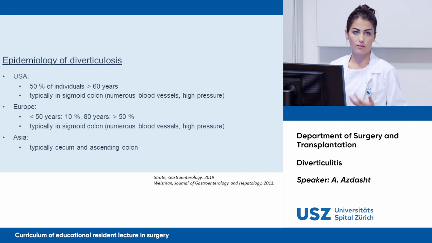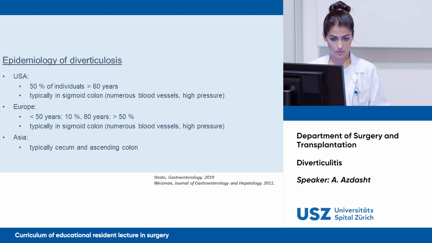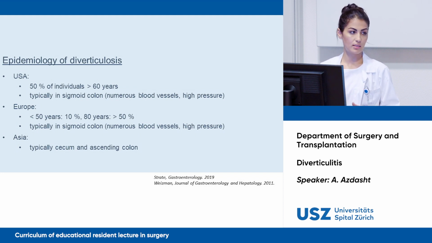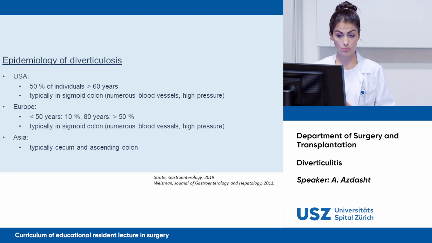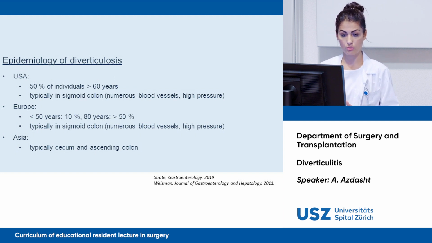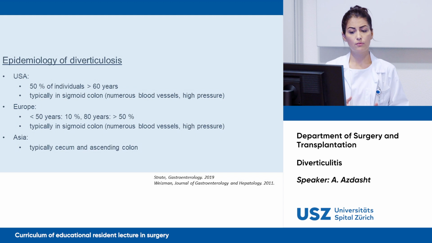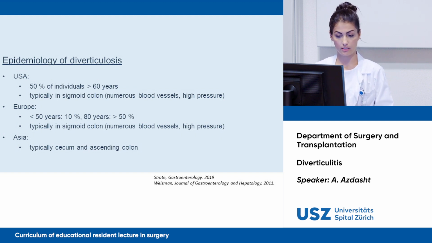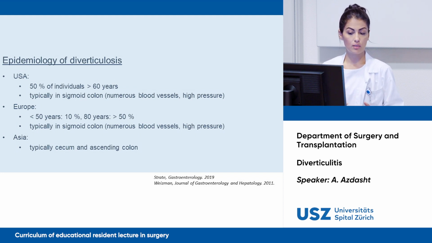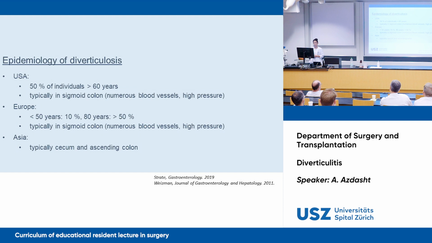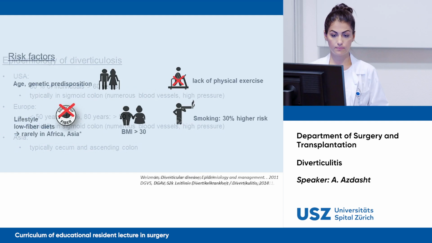Diverticulosis is a disease of the older person. So in the USA, 50% of all individuals older than 60 are diagnosed with diverticulosis. In Europe, 50% of all 80-year-old individuals are diagnosed. But in the US and also in Europe, typically the sigmoid colon is the site where we find the diverticulosis, whereas in Asia we find it typically in the cecum and in the ascending colon.